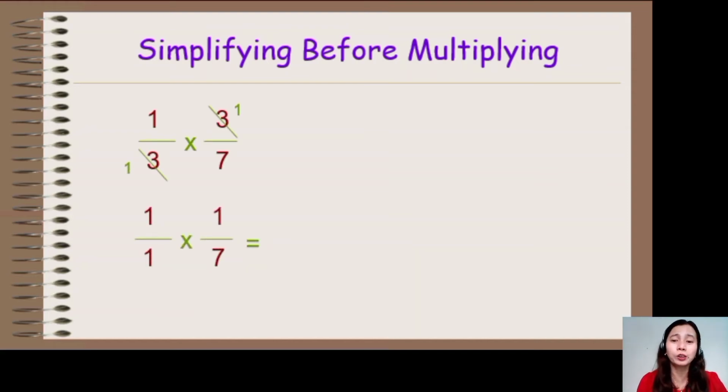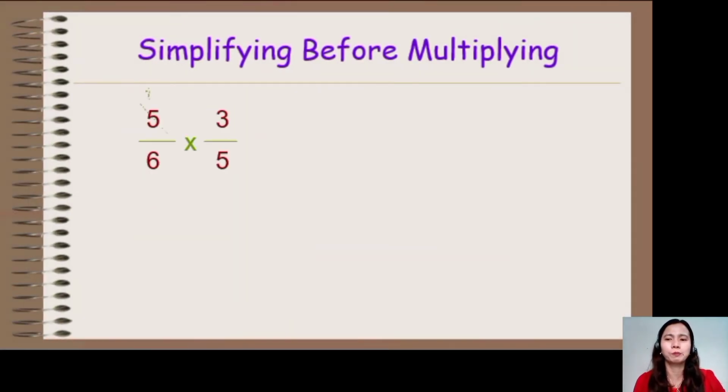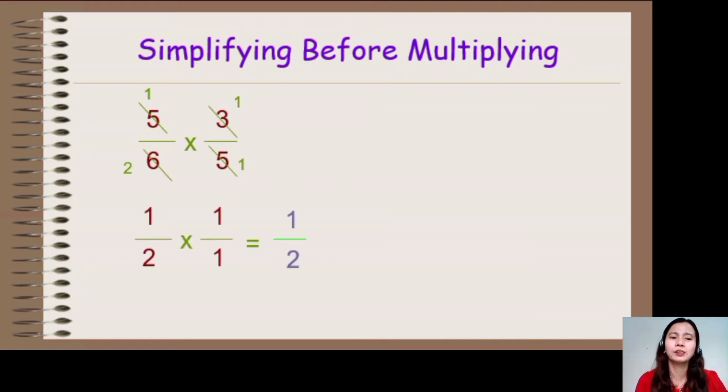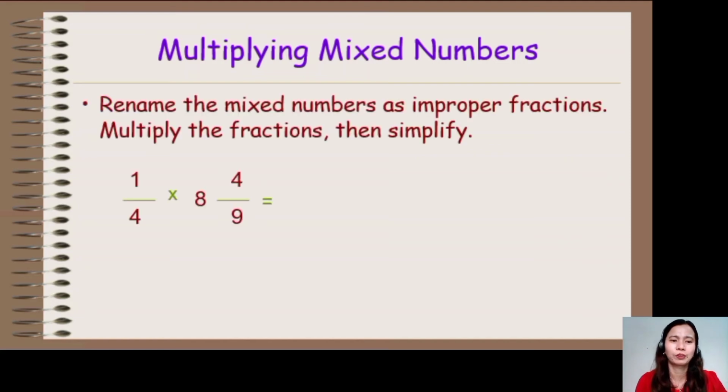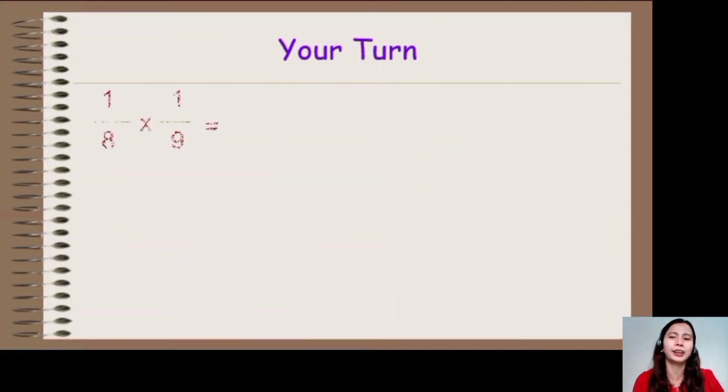Okay, so we use cross reduce. Okay, that is 1 over 7. Okay, next, cross reduce. Okay, we have 1/2. So this time, we rename the mixed fraction. Okay, so that is 2 and 1 over 9.